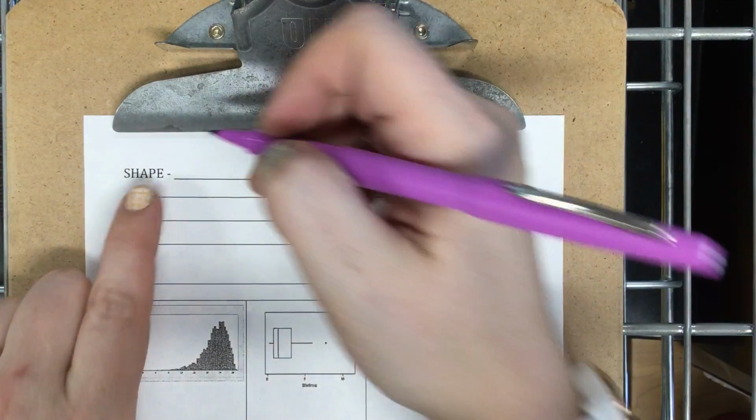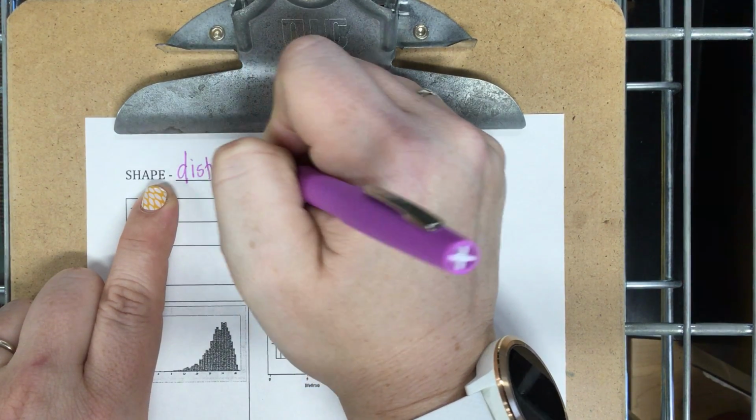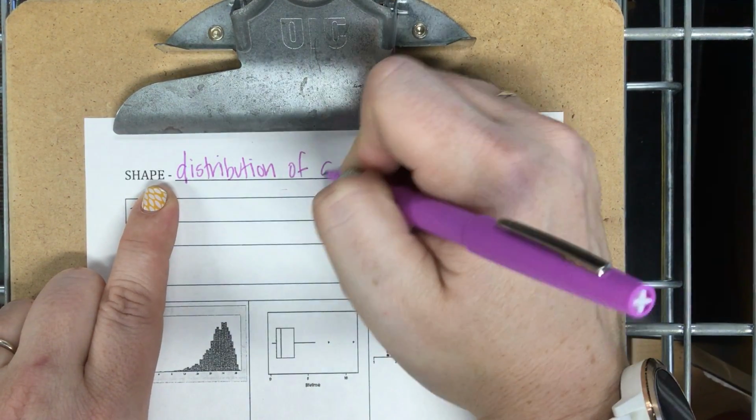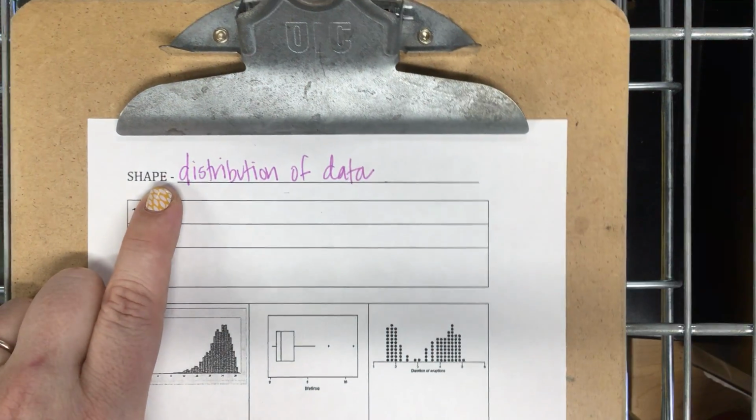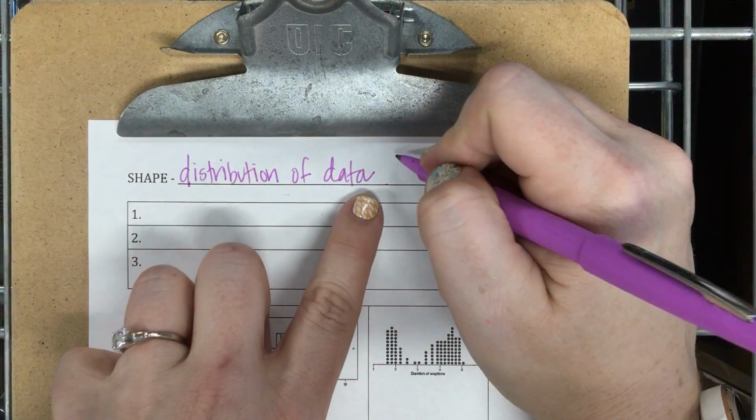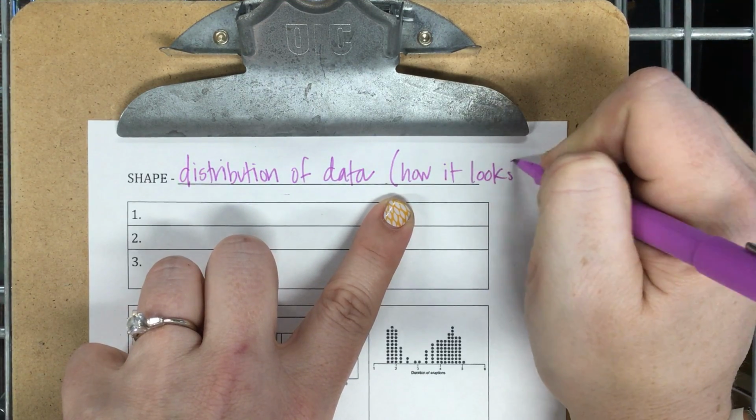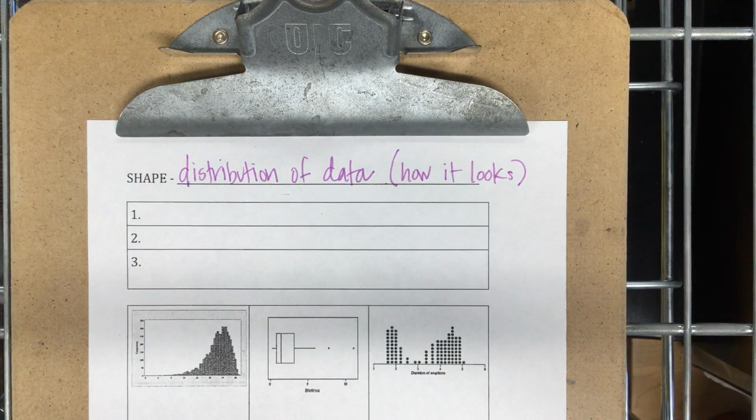All right, the shape is the distribution of data. The shape of the data, the shape of the graph, is how the data is distributed. It's how it looks. And there are typically three things that we talk about.